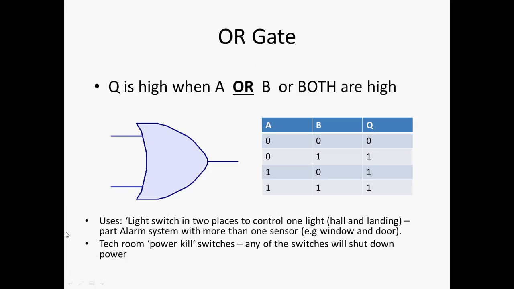So we've also got them again in the school workshops as the power switches. If you hit any of them, it will turn the system off. Now you might be thinking that's kind of the opposite way round, but if you combine this with a NOT gate, you could see how you could make that kind of room power kill switch. Anyway, moving on, I'm rambling.